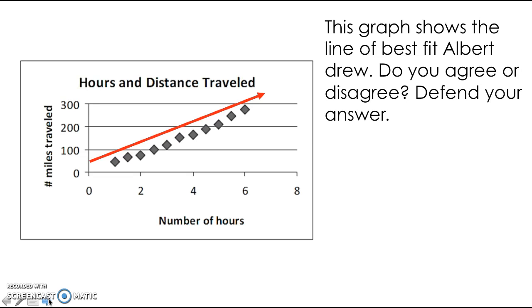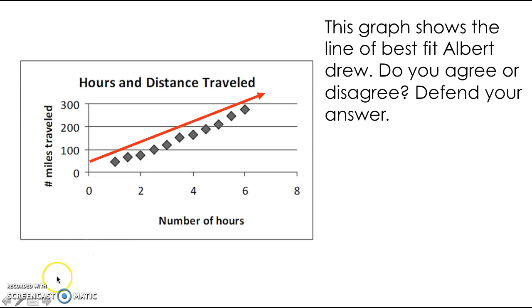Okay, so let's go ahead and talk about this graph. So Albert drew this line. This is the line that Albert drew, and this is his points for his scatter plot. Do you agree or disagree? All right. Go ahead and take a second and raise your hand if you agreed. Put your hand down. Okay, everybody look around. Now go ahead and raise your hand if you disagreed. And everybody look around and see how many people agreed and how many people disagreed.